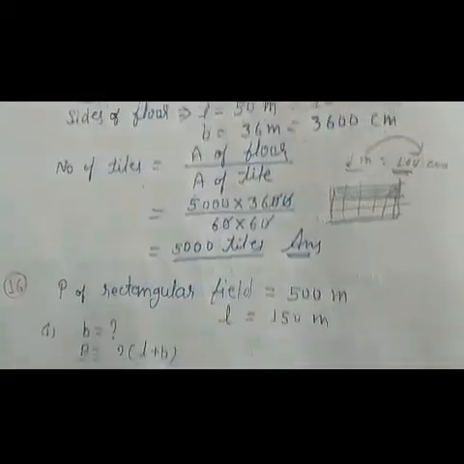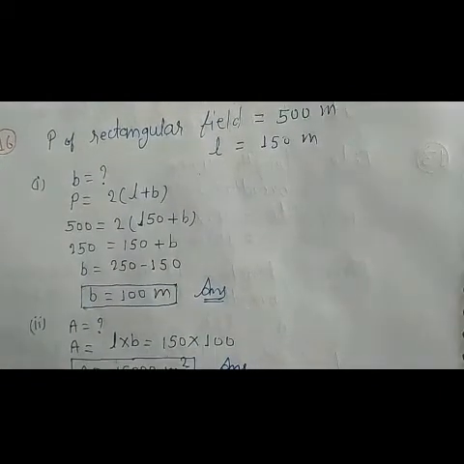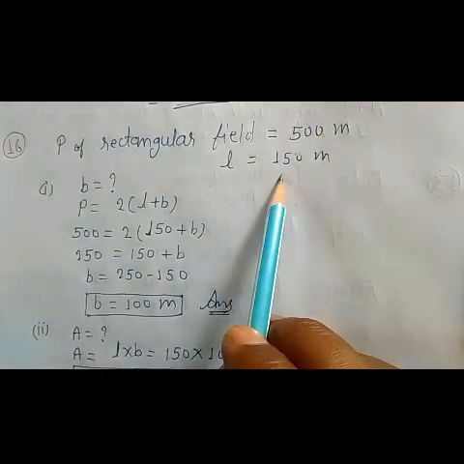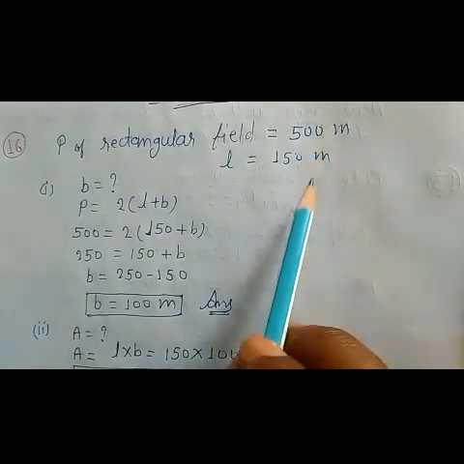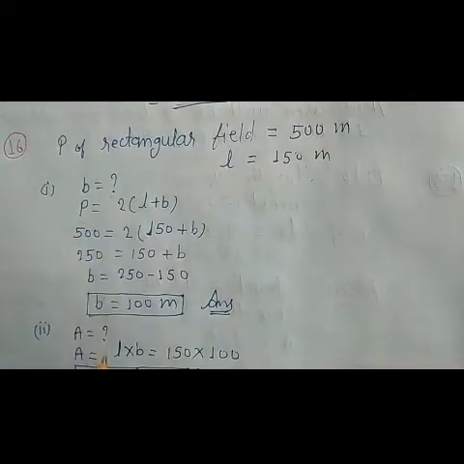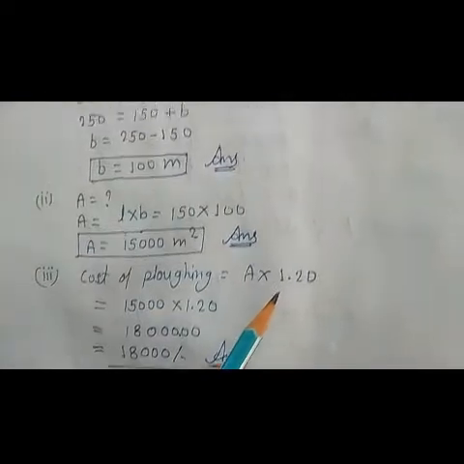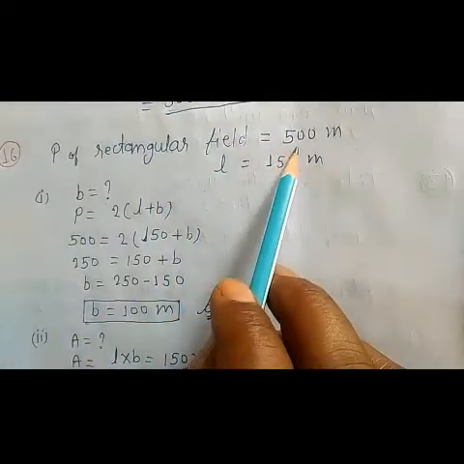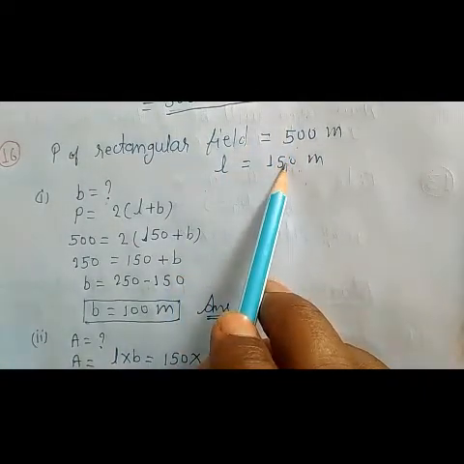Now question 16. Our 16th question is, perimeter of the rectangular field is 500 meter. Length is 150 meter. Perimeter is given there 500 meter. Length is given there 150 meter. So we have to find out first the breadth, second the area, and third the cost of plowing. Perimeter is this and length is this. Using this perimeter and length we can find out the breadth.